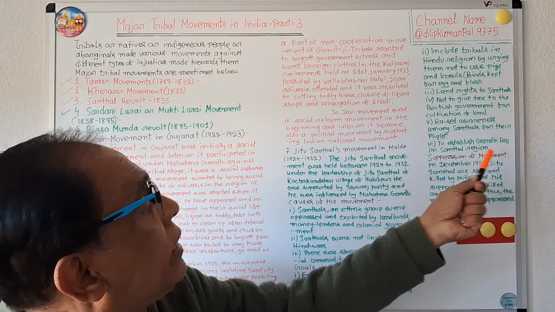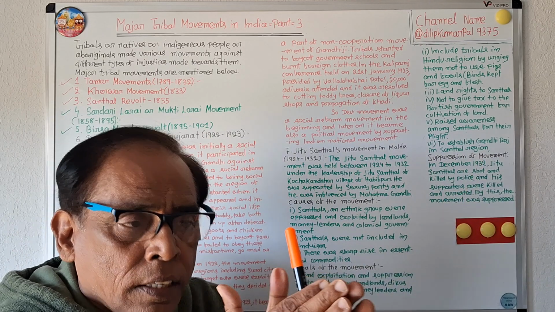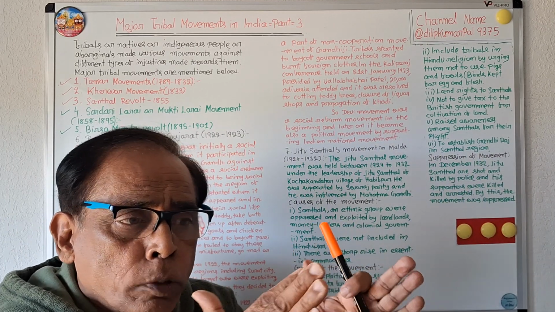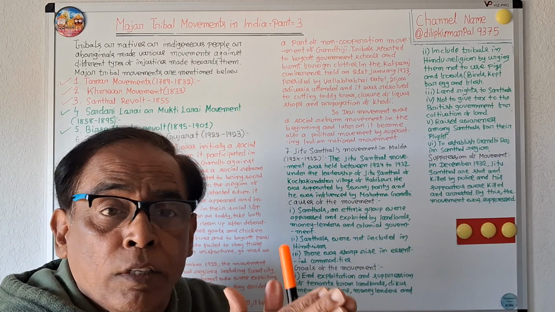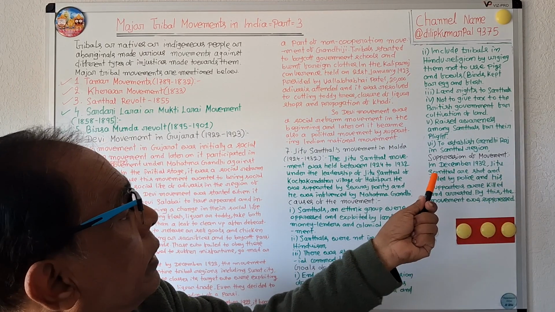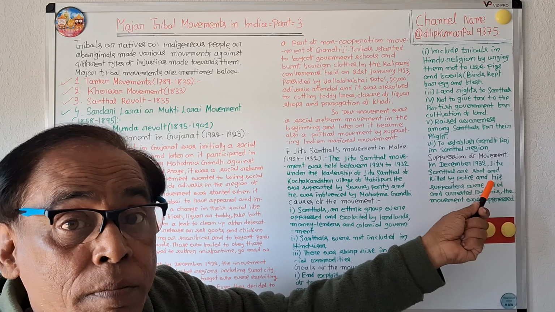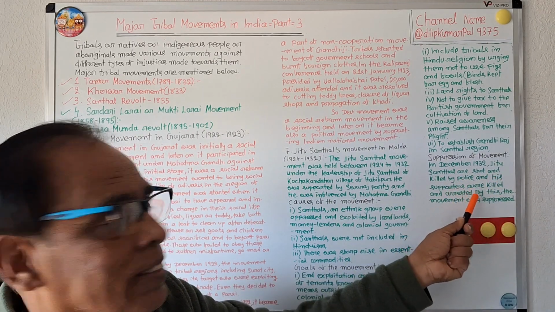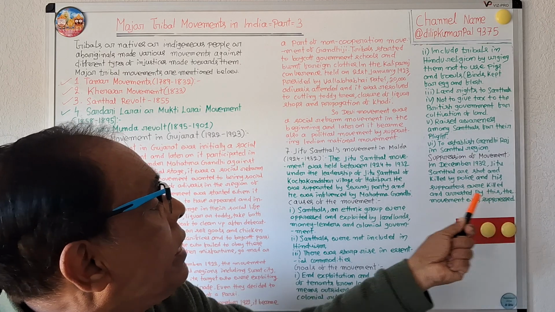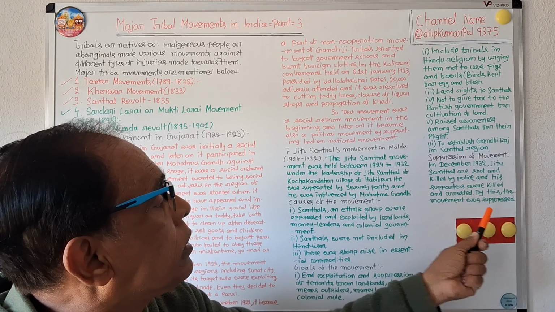Six, to establish Gandhi Raj, or Gandhian principles, in the Santal region. Suppression of this movement: how? In December 1932, Jitu Santal was shot and killed by police, and his supporters were killed and arrested. By this, the movement was suppressed.